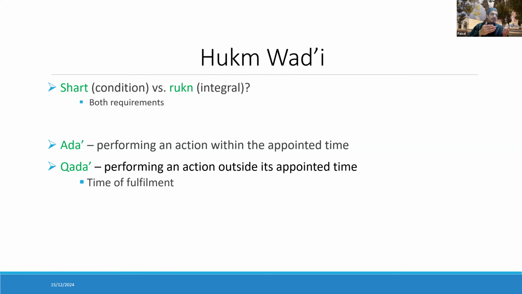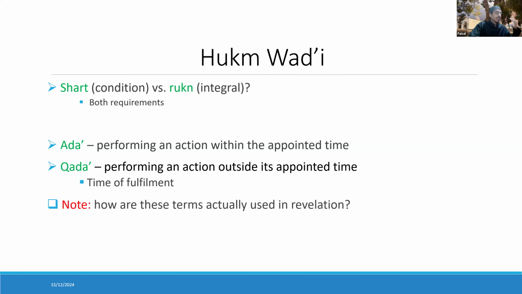Now, ada is performing an action, usually an act of worship. For example, salah: this is typically used for things like performing the prayer in time or outside of the time. These are all technical terminology. So you have the terminology of ada, which is performing an action within the appointed time, so performing salah, for example, within the appointed time. And qada is performing an action outside the appointed time. Both of these relate to the time of fulfillment of the action itself. And so these are distinctions in terminology.